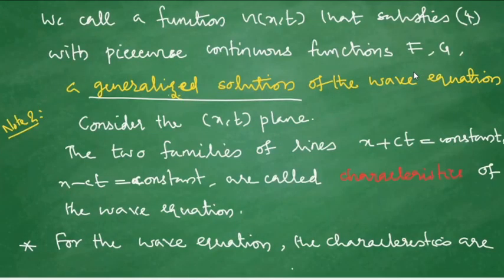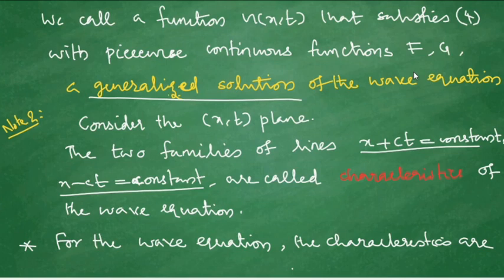The two families of lines x plus ct equal to a constant and x minus ct equal to a constant are called the characteristics of the wave equation. Now look at these equations, where c is the wave speed. These are two families of straight lines, isn't it? That means the characteristics of the wave equation are two families of straight lines.